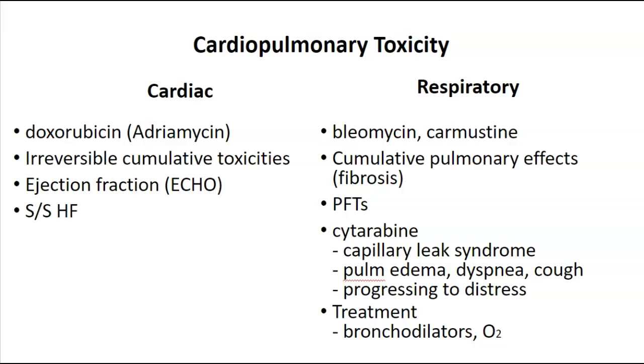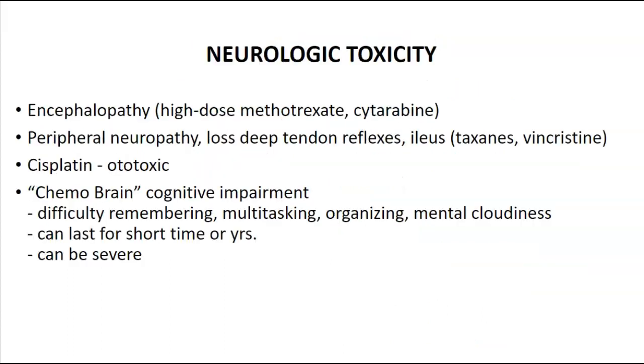So what do we need? We need a lung assessment, and we need patient teaching. And then neurologic toxicity. Some can cause encephalopathy. Some cause peripheral neuropathy, so whether they work on the central nervous or peripheral nervous system. Many medications are ototoxic. And then there's something called chemobrain.